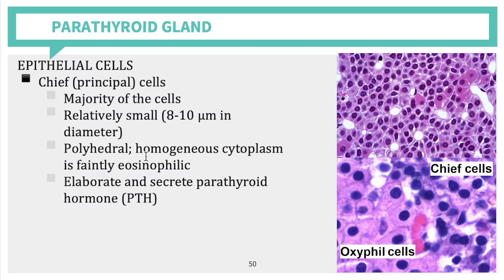Now, it elaborates and secretes your parathyroid hormone. Remember this. It will secrete and elaborate your parathyroid hormone. Again, chief cells or principal cells will produce your parathyroid hormone. And again, your C cells will produce your calcitonin.